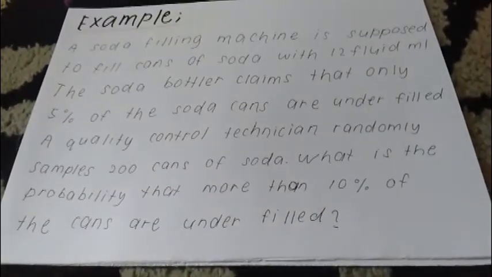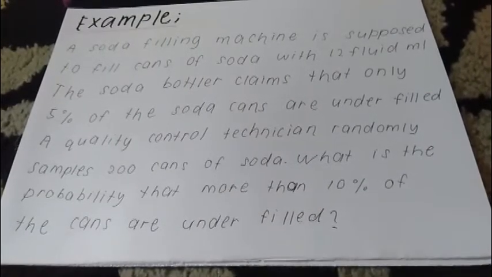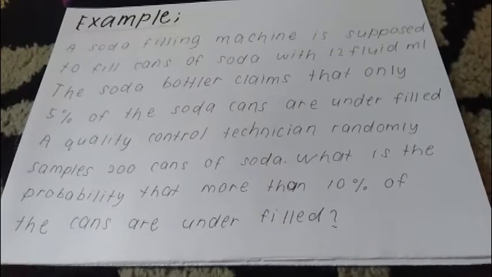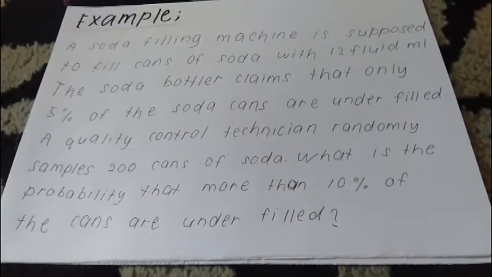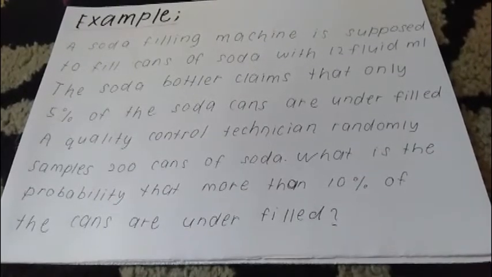For example, a soda filling machine is supposed to fill cans of soda with 12 fluid ounces. The soda bottler claims that only 5% of the soda cans are underfilled. A quality control technician randomly samples 200 cans of soda. What is the probability that more than 10% of the cans are underfilled?